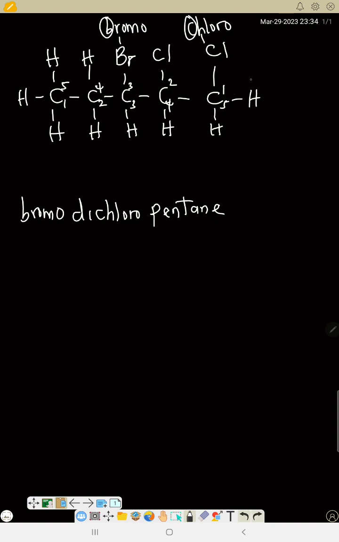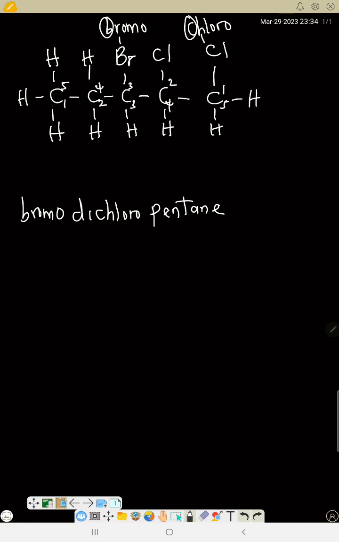So I'm numbering this way. The number that is very close to the attachments. Yeah. So 1 is closer to the first attachment than if you go this way. You will count 1, 2 before you see attachment. But here it is on the first carbon, you see. So I'm going this way. So go with the smallest number.